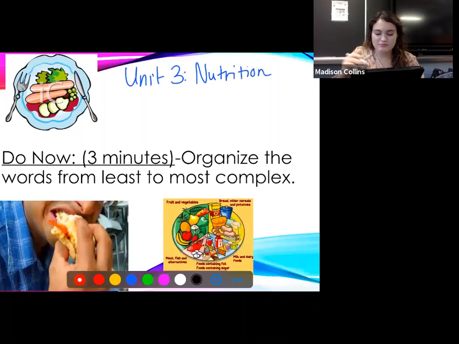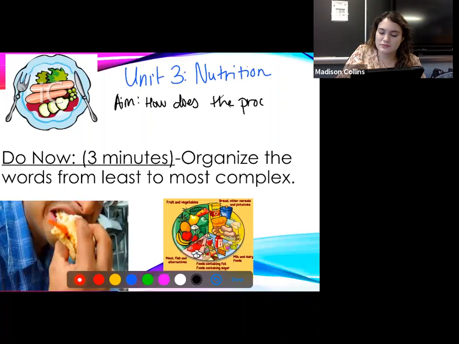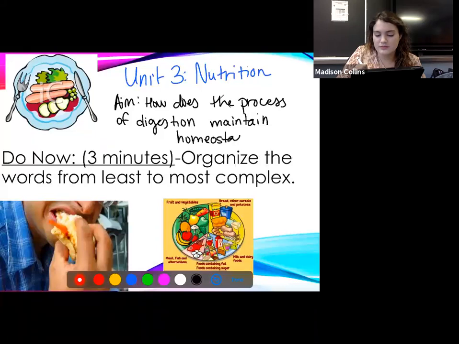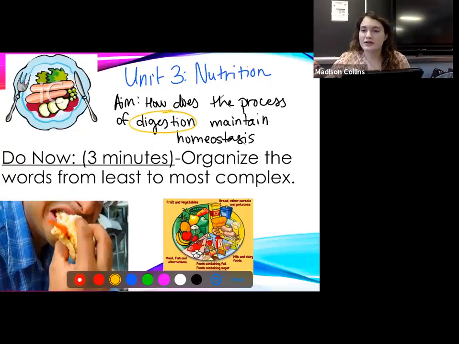So today's aim, which is not on my PowerPoint, but is on your paper, is how does the process of digestion maintain homeostasis? Okay. Now, I'm not going to tell you what is digestion yet, because hopefully we'll be able to figure that out by the end of today's lesson. But we should know what homeostasis is. Remember, that is a stable internal environment. So by the end of today's lesson, you should be able to answer this aim.